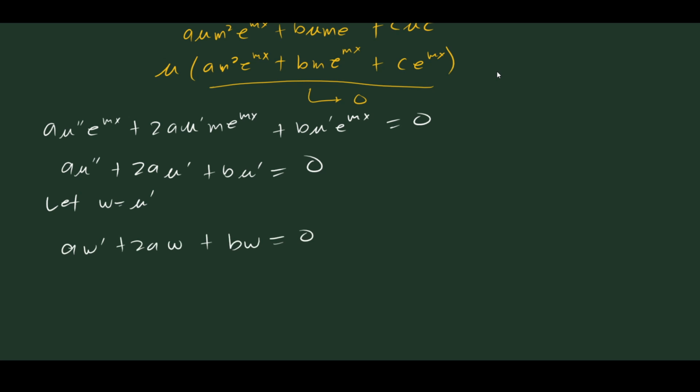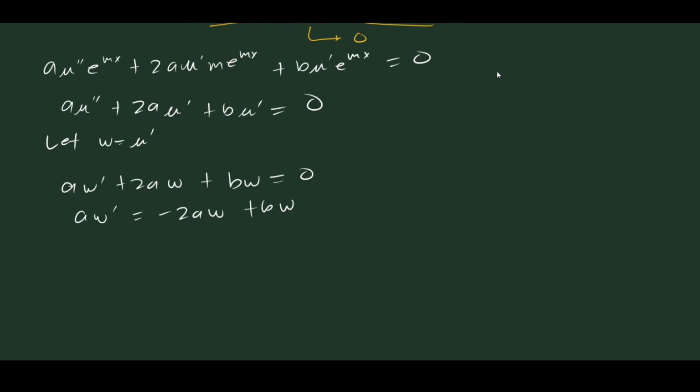Now, let us separate the variables. So a w prime is equal to negative 2a w minus b w. Then if we divide both sides by w, we will get a w prime all over w is equal to negative 2a.